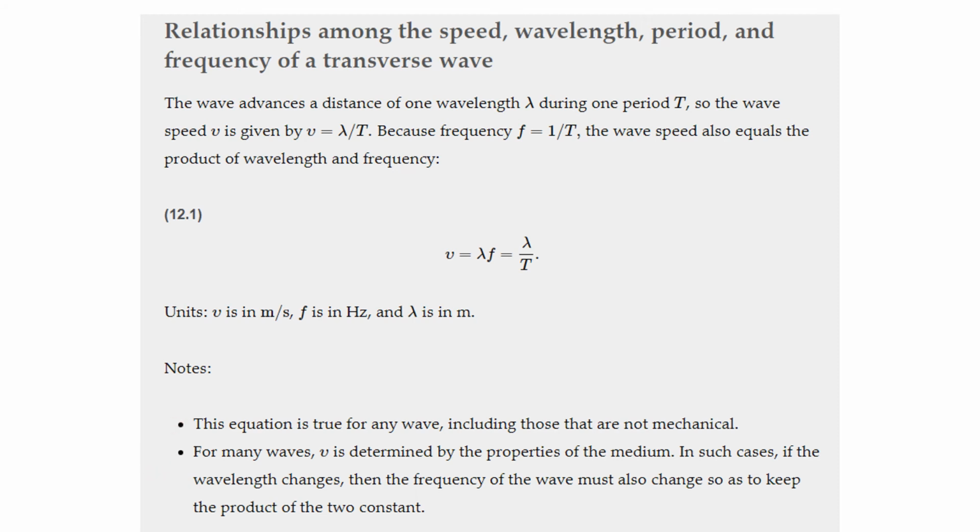For many waves, v is determined by the properties of the medium. In such a case, if the wavelength changes, then the frequency of the wave must also change to keep the product of the two constant.